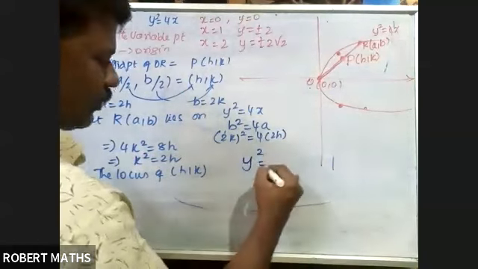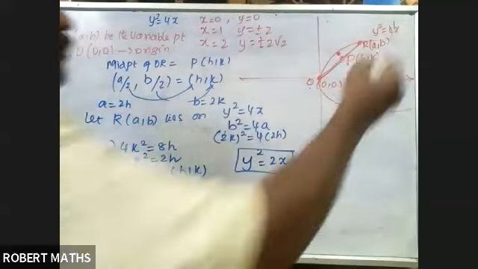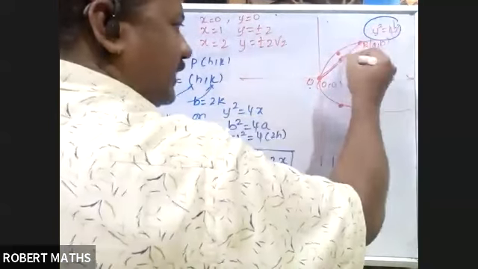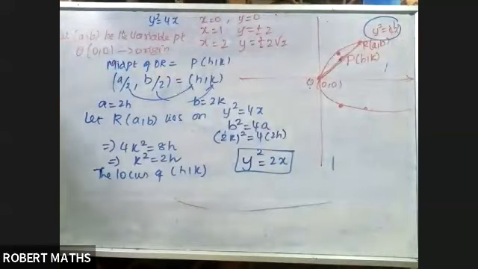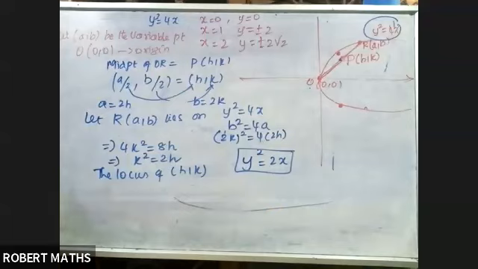Therefore we'll get y squared is equals to 2x. This is the locus. Already we had y squared equals to 4x. If I trace a path using this midpoint, that is also a parabola. What parabola? y squared equals to 2x. Please take down.